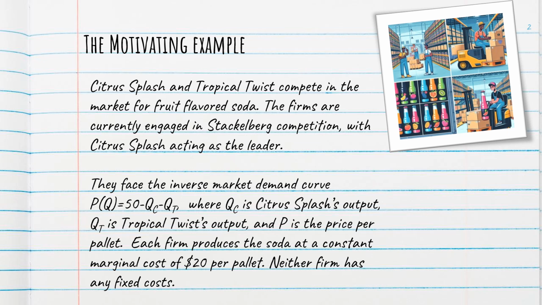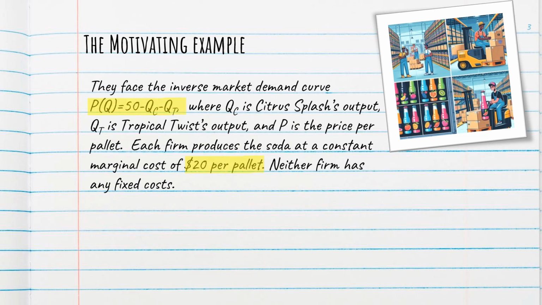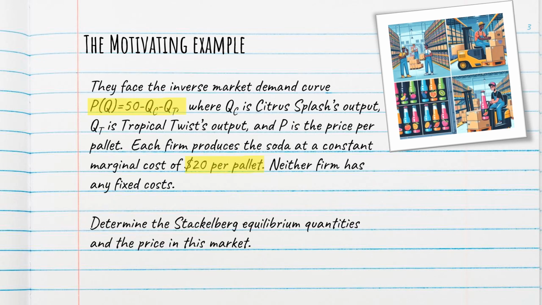They face the inverse market demand curve, P equals 50 minus QC minus QT, where QC is Citrus Splash's output and QT is Tropical Twist's output. P is the price per pallet. Each firm produces soda at a constant marginal cost of $20 per pallet, and neither firm has any fixed costs. Our goal here is to determine the Stackelberg equilibrium quantities as well as the price in the market.